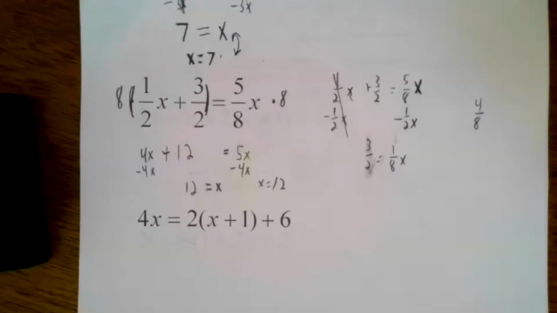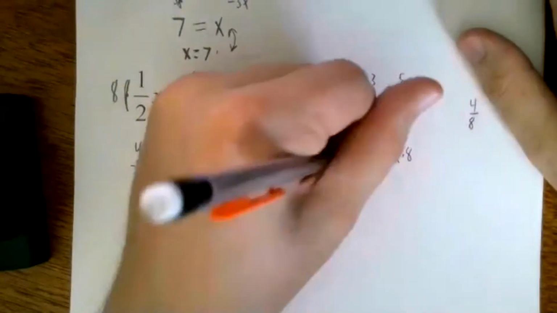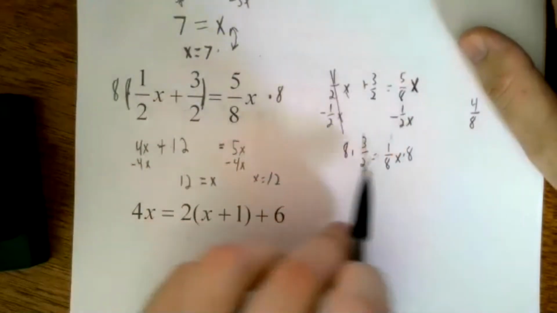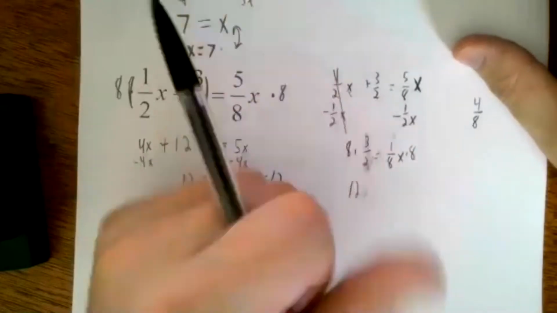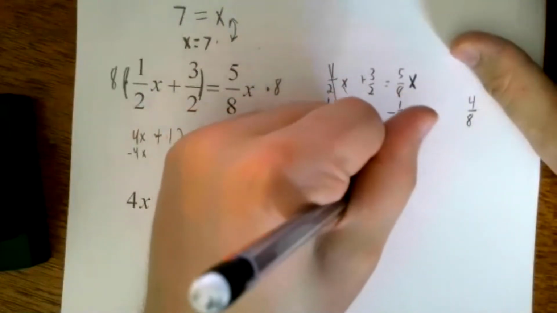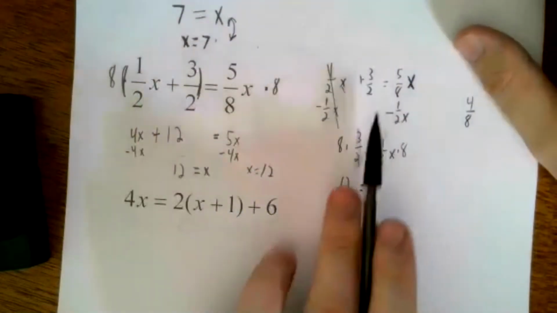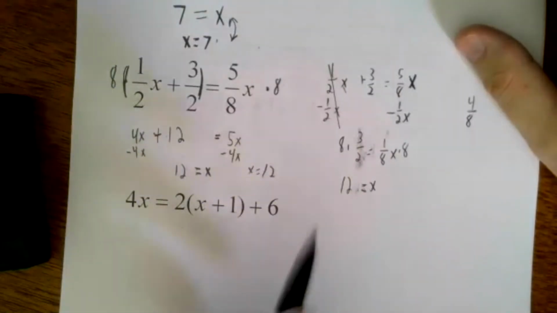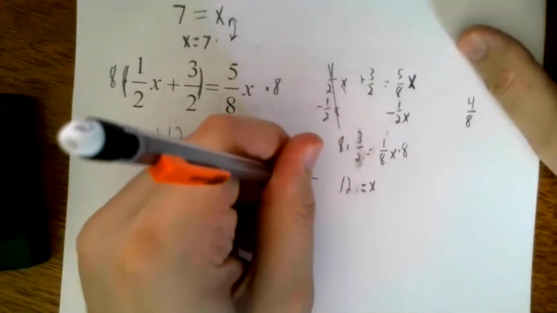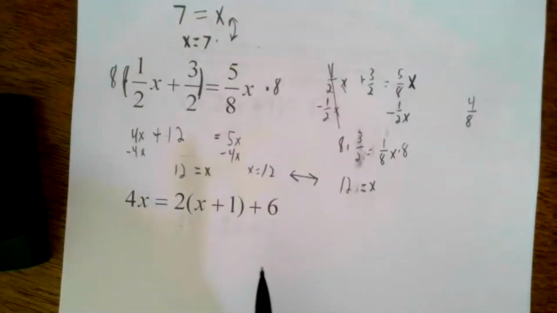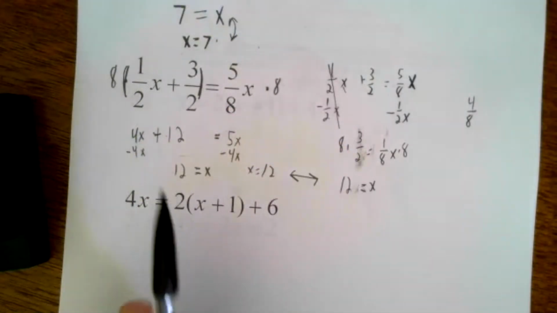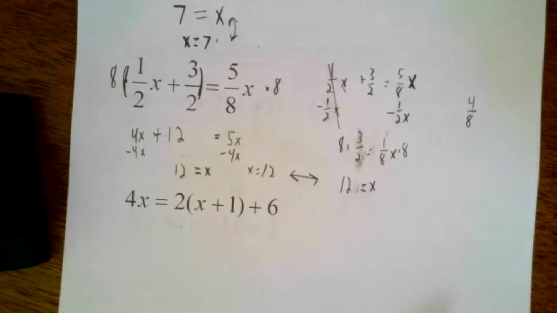Divide by 1/8 on each side. Yeah, divide by 1/8 or just multiply by 8 on both sides. Yep, exactly correct. So we get 12 equals x again. So we get the exact same answer if we did it this way as if we did it the other way, right? So as long as you show your work as far as the steps that you do, and as long as you do them correctly, you're going to get the exact same answer.